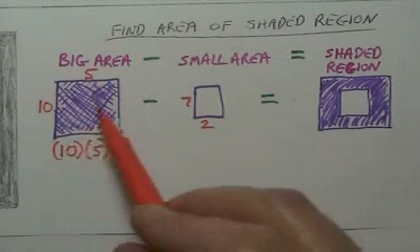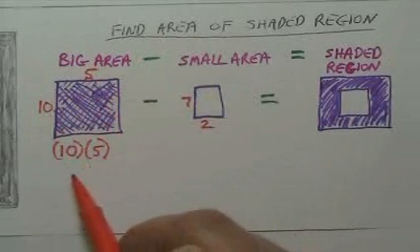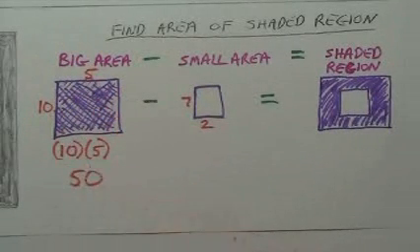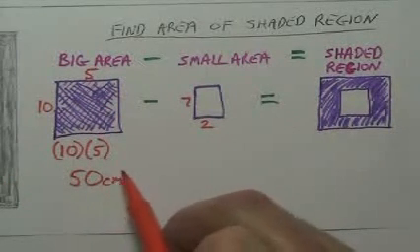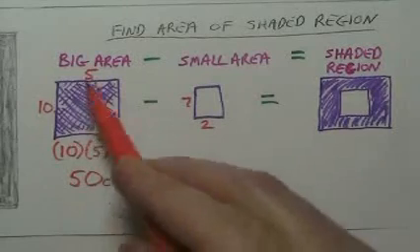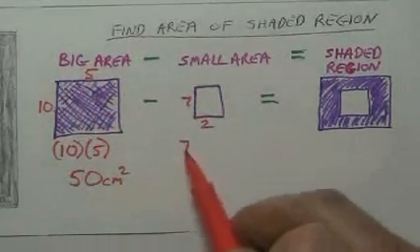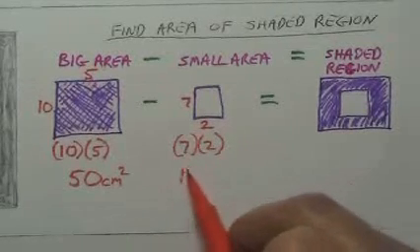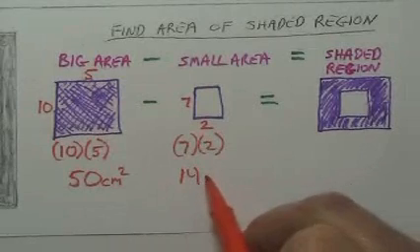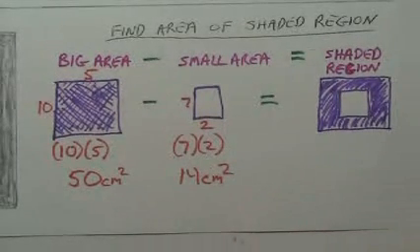Well, the big area is 10 times 5. 10 times 5 is 50. Okay, and the units were centimeters, right? So centimeters squared. That's this region right here. The small area is 7 by 2. Well, 7 times 2, that's 14. 14 centimeters squared. So I'm going to subtract those.